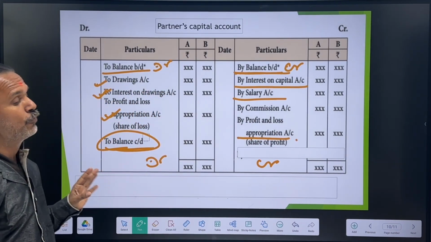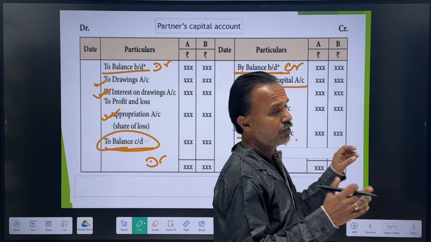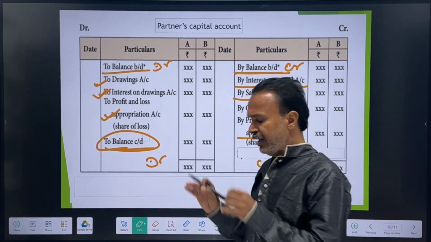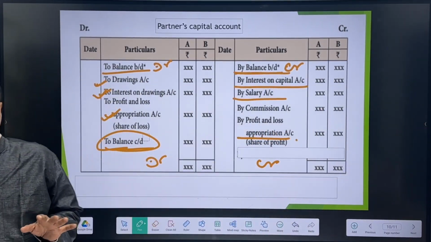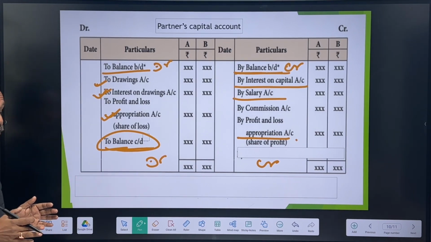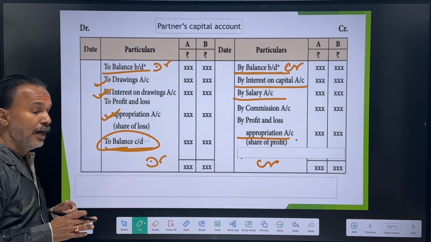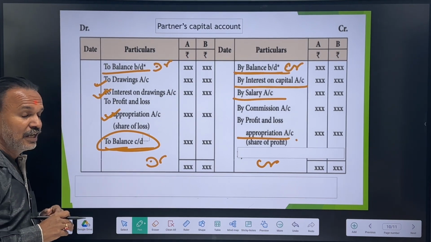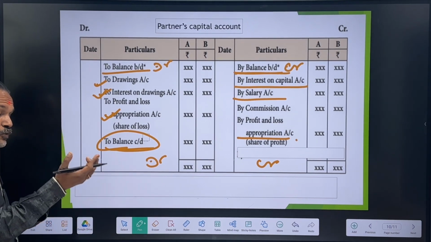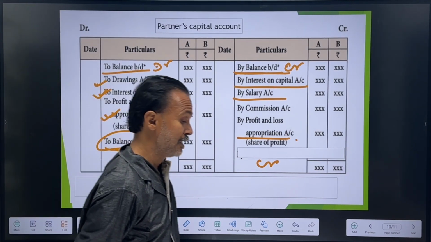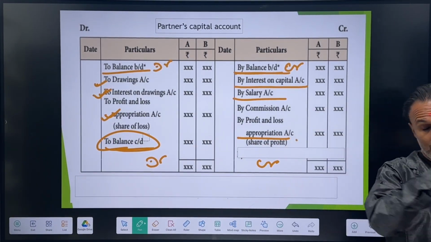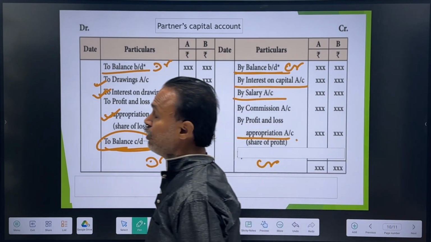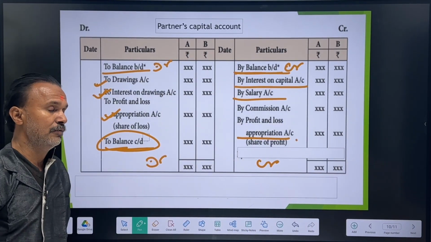It is very easy to prepare the partners' current account or fluctuating capital account. Only one thing is to be kept in mind: the items which are shown on the debit side of the P&L appropriation account are shown on the credit side of the partners' current account or partners' capital account. And the items which are shown on the credit side of the P&L appropriation account are shown on the debit side of the partners' current account or fluctuating capital account.